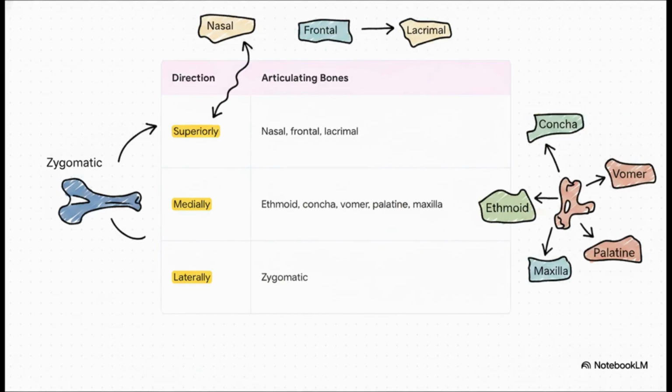Superiorly, it hits 3, the nasal, frontal, and lacrimal bones. Laterally, it reaches out to just 1, the zygomatic bone. But check out the medial direction here. This is by far the busiest intersection. Medially, the maxilla connects to 5 separate bones: the ethmoid, the inferior nasal concha, the vomer, the palatine bone, and of course, it joins right up seamlessly with the opposite maxilla at the midline.